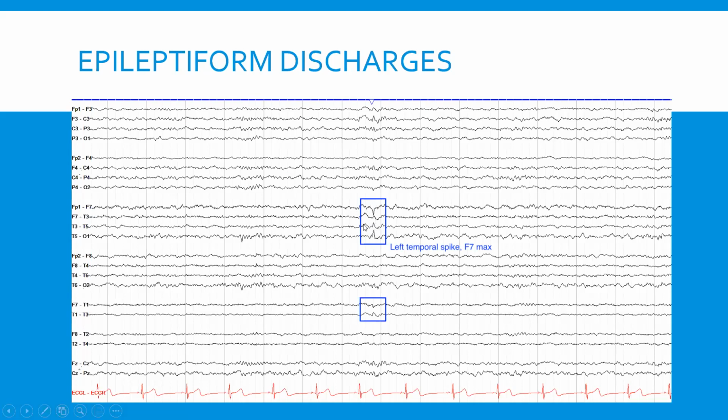I just want to point out that there are 2 phases. This part is pointing down and all of these are pointing up. And then there's a reversal. The reversal occurs right here at F7.